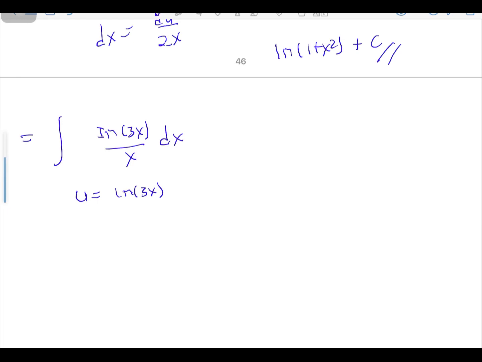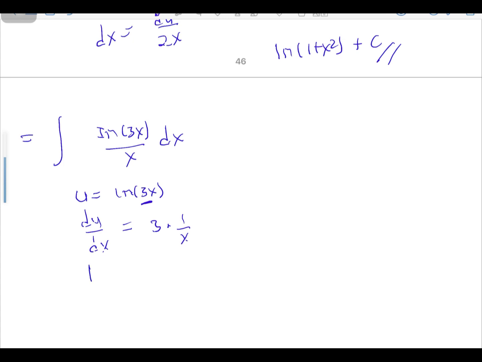So when we say u equals ln 3x, we can find the differential of this, which is du over dx. When we find the differential, what are we supposed to get? We are going to get 3 multiplied by 1 over x. That is, we differentiate whatever is inside, we multiply by it, and we find the derivative. So we are going to get 1 over x.